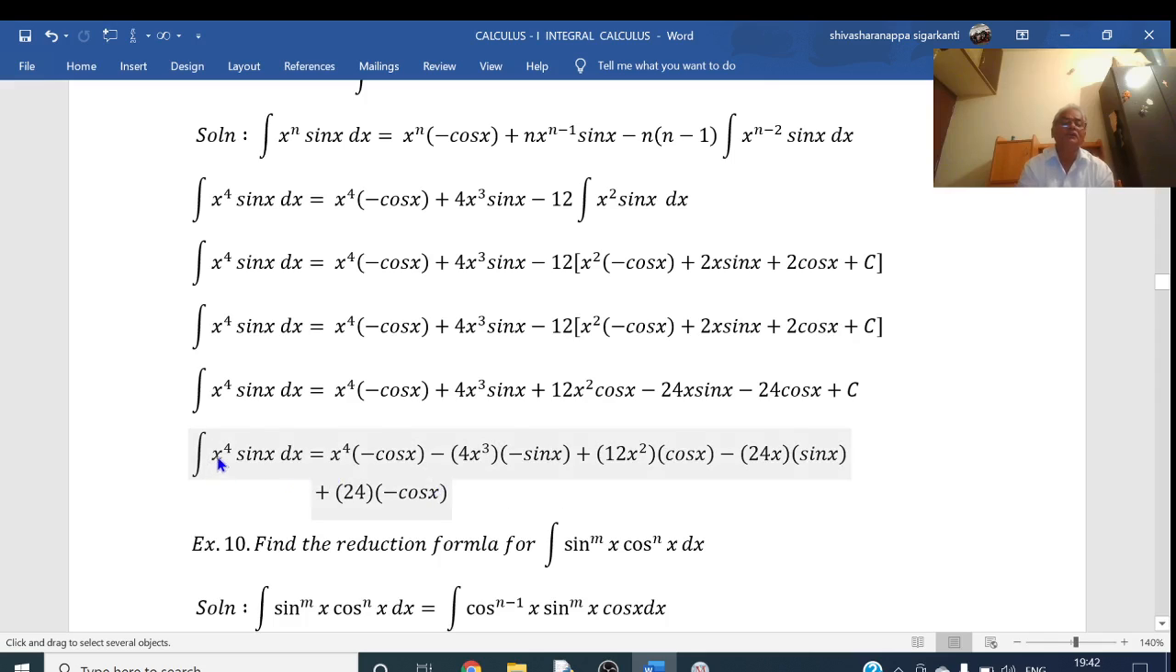Therefore, if the first function is x to the power of something, and if we know the repeated integrations of the second function, then we can go for the general rule of integration by parts. Thank you. I will stop here.